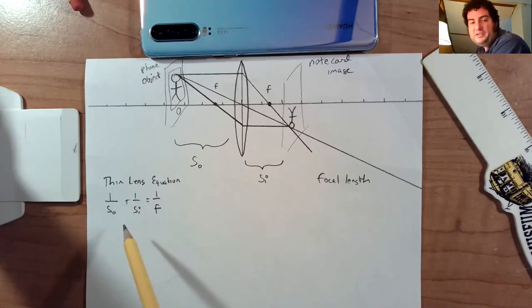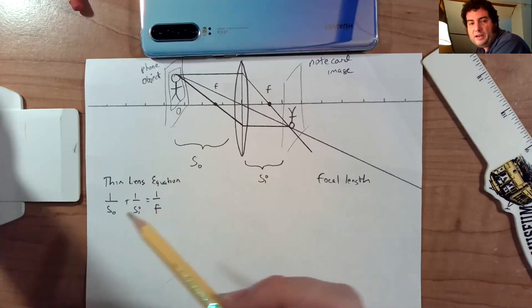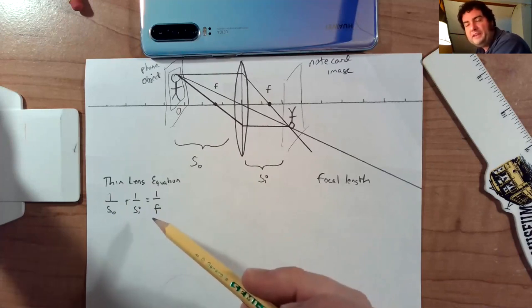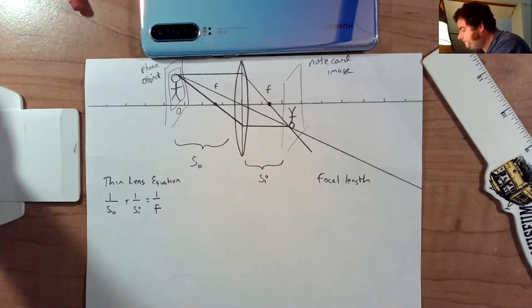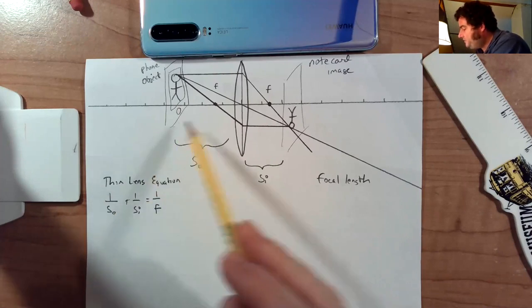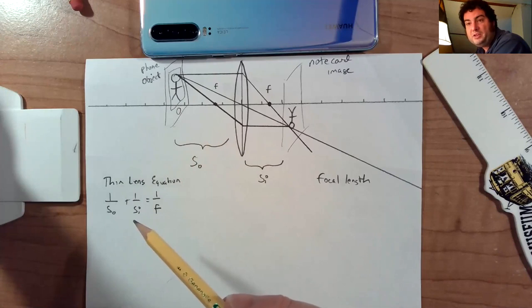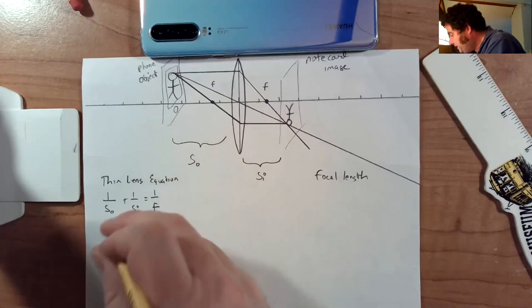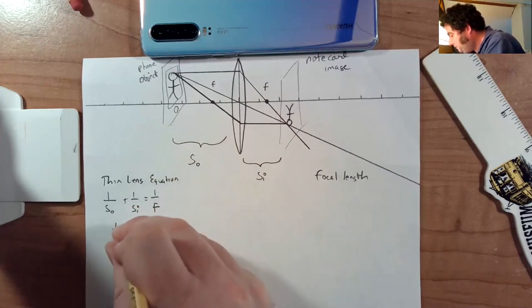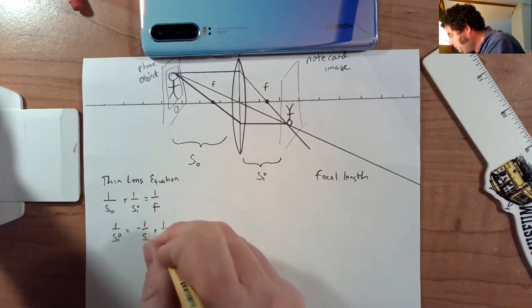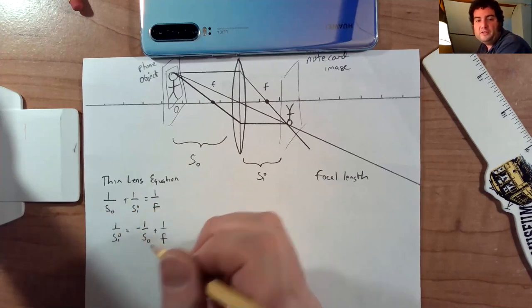So if this equation does indeed describe the relationship between focal length, object, and image distance, we should be able to linearize it, A, as a check to see whether it's true, and B, as a way to find the focal length and see if it is indeed 5. We said the object distance, where I put the phone, is my independent variable, and the dependent variable is the image distance, where I put the note card. So I'm going to get the image distance term by itself. I just subtracted 1 over SO from both sides.